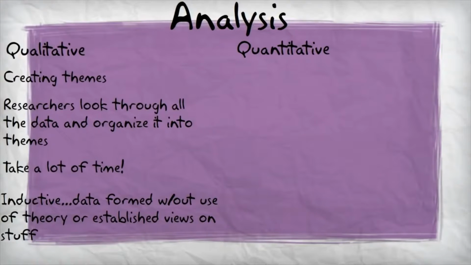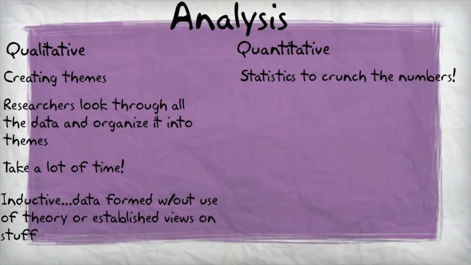The researcher lets the data speak for itself and form itself into themes without the bias of an existing theory or existing ways of thinking about things already. On the other hand, in quantitative research, analysis involves the use of statistics to crunch numbers and figure out what those numbers mean in terms of answering a research question. Qualitative research looks at themes, quantitative research and analysis crunches numbers, statistics.